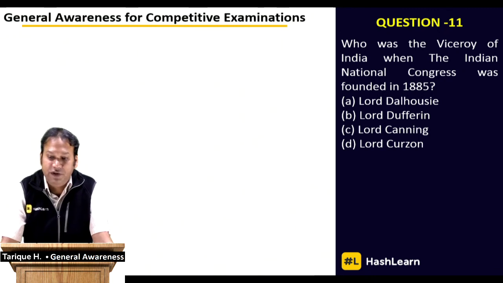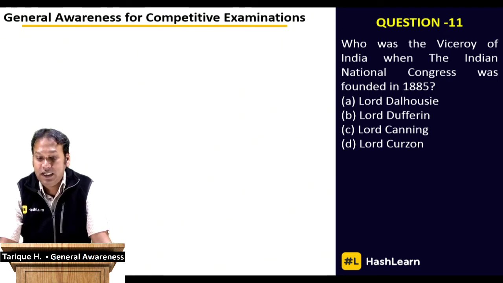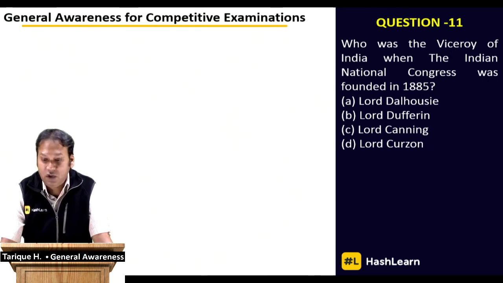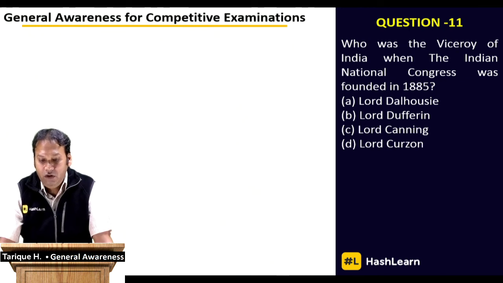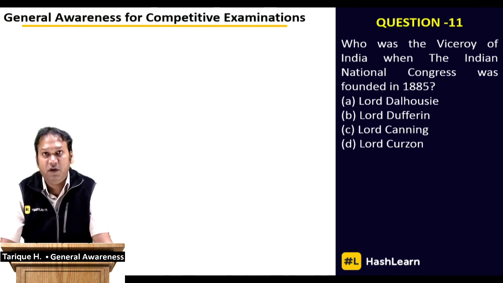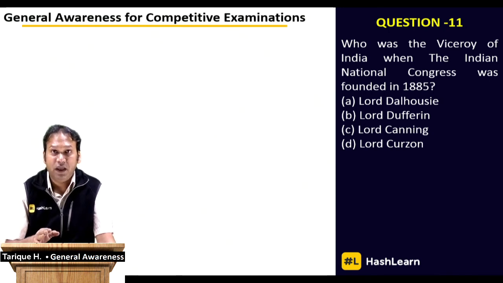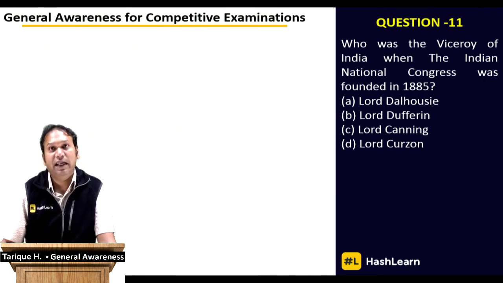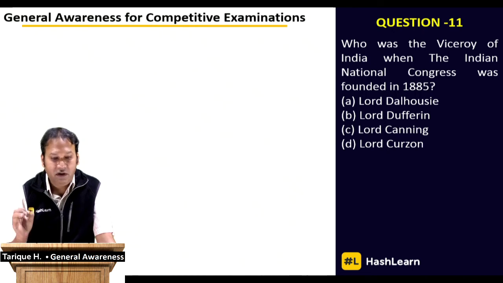Who was the Viceroy of India when the Indian National Congress was founded in 1885? There are four answer options in front of you: Lord Dalhousie, Dufferin, Canning, and Curzon. Now, if you just follow a little bit of what you study in history, Canning was the last Governor General of India, around 1858, and he was made the first Viceroy of India. Dalhousie was the Governor General before Canning, that means before 1858. And Curzon came a little later. So the correct answer is Lord Dufferin.